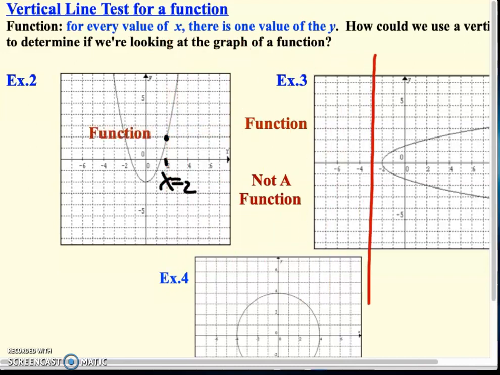Now take your vertical line over here and pass this graph, no. Because now let's say I stop at 4, for example. I'm hitting the graph twice, which means one X is attaching itself to two Y's. That's not one X to one Y. That's not a function.